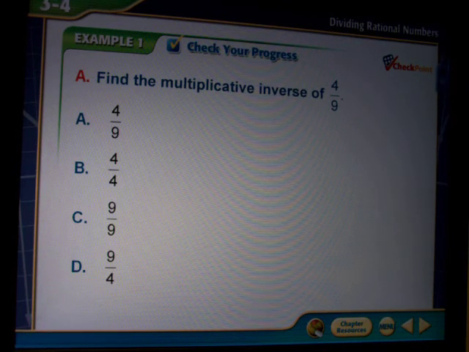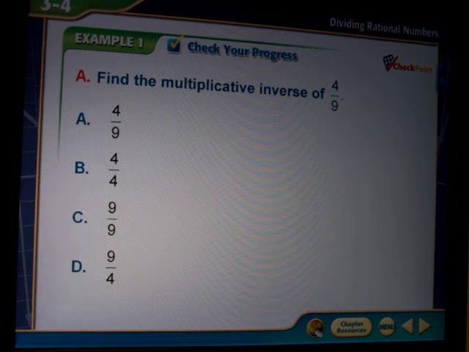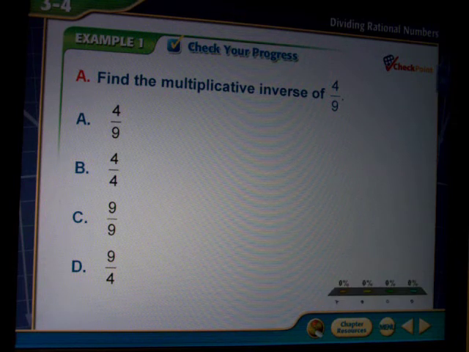So now find the multiplicative inverse of 4/9. Is it A, 4/9, B, 4/4, C, 9/9, or D, 9/4? Hopefully you found this pretty easy.